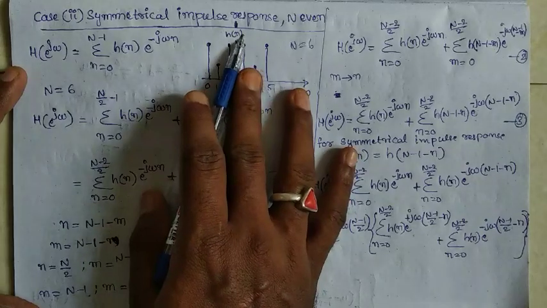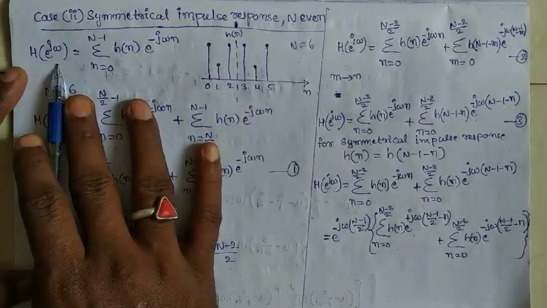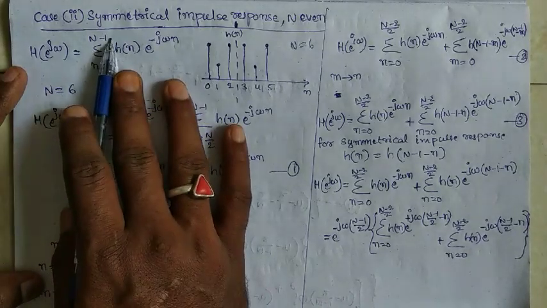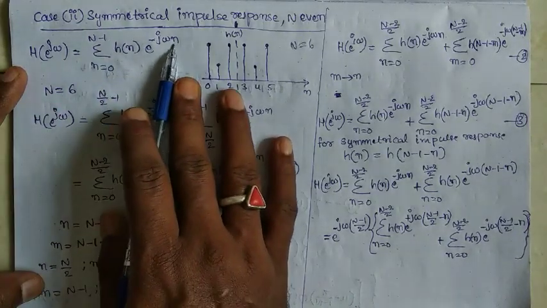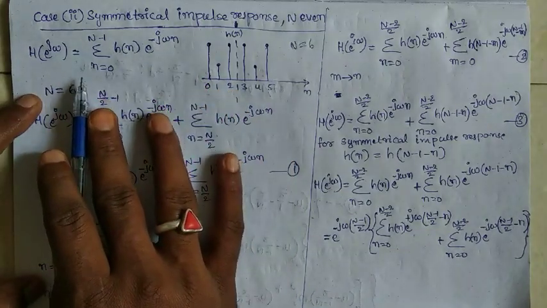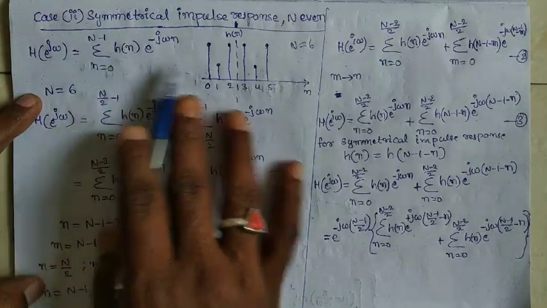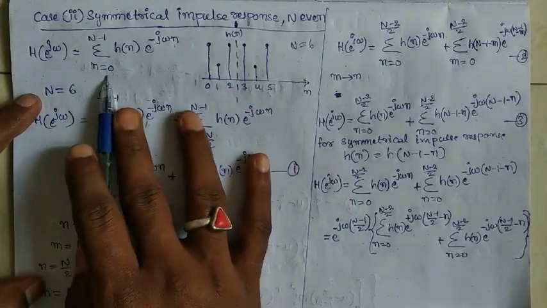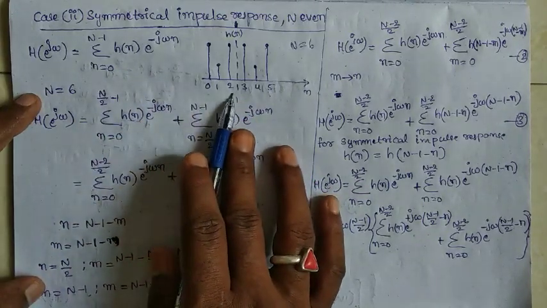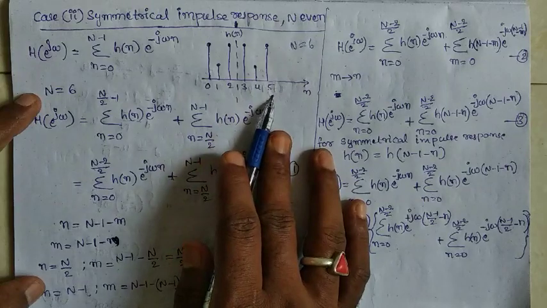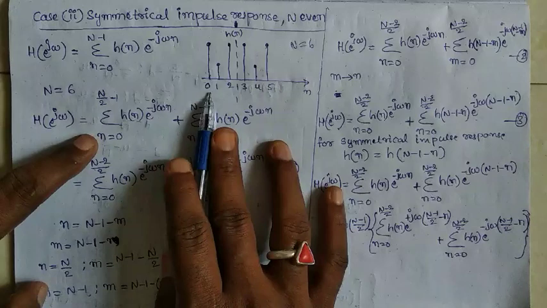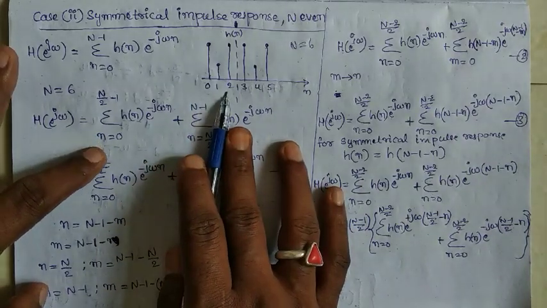From the Fourier transform, H of e power j omega is equal to summation n equal to 0 to capital N minus 1 of H of n into e power minus j omega n. Now we are determining the frequency response for capital N equal to 6. Here we are dividing this summation into two summations, one from 0 to 2 and another from 3 to 5, and expressing this equation in terms of capital N.